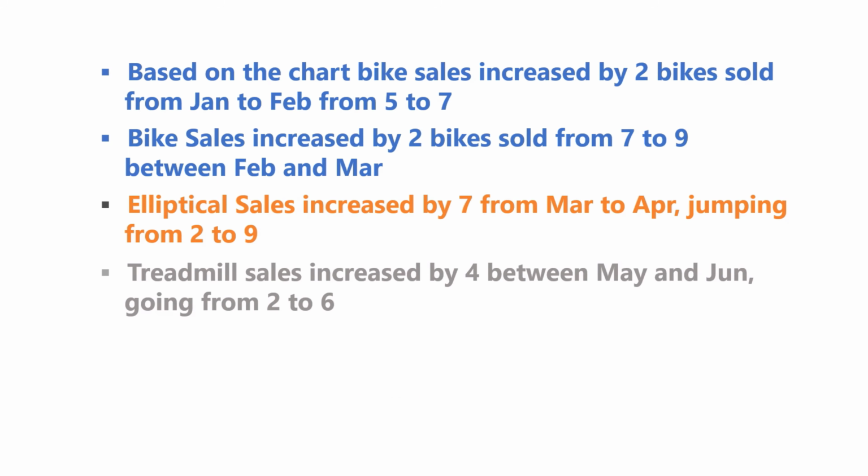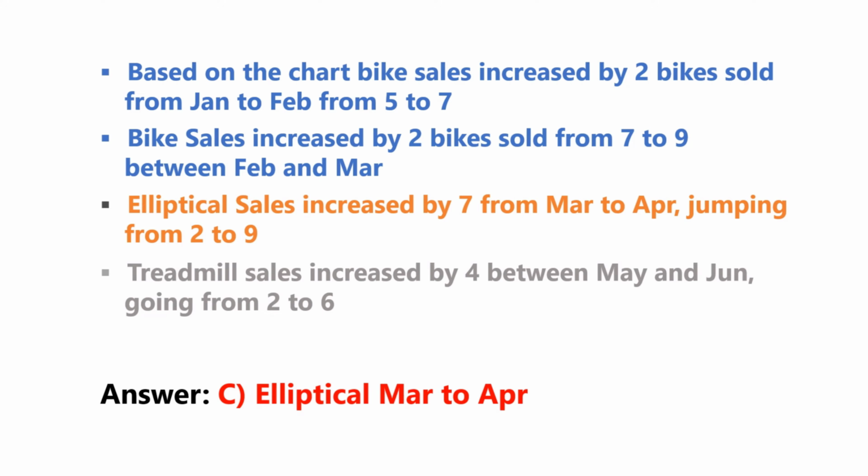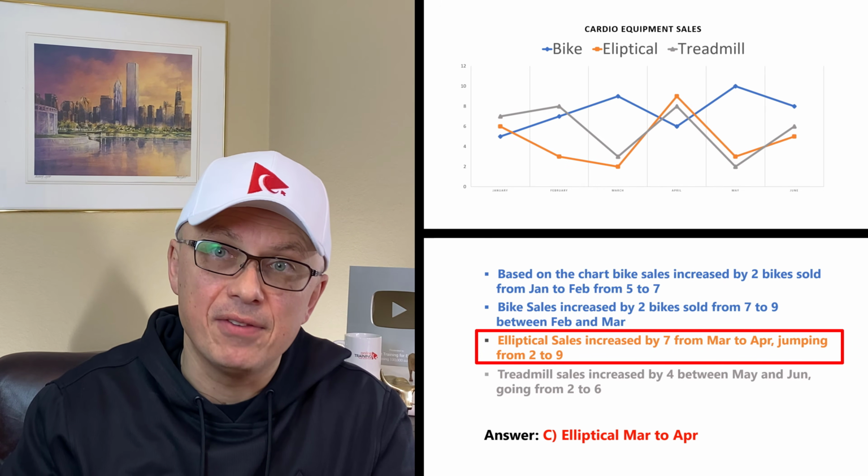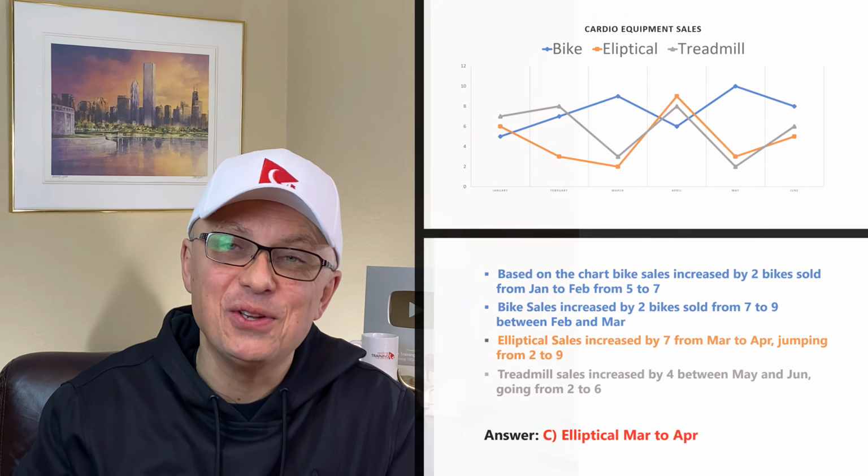So the correct answer here is choice C, elliptical sales from March to April, because the jump was by 7, from 2 to 9. Hopefully you've nailed this question and now know how to answer similar problems in the test.